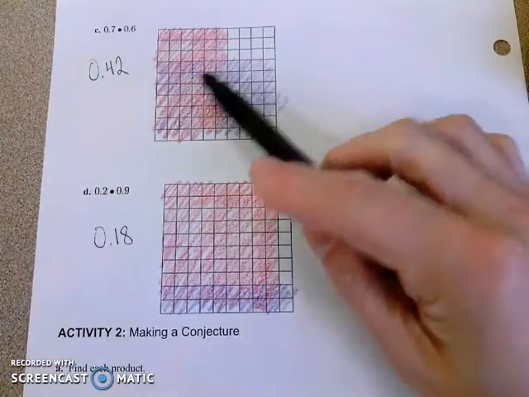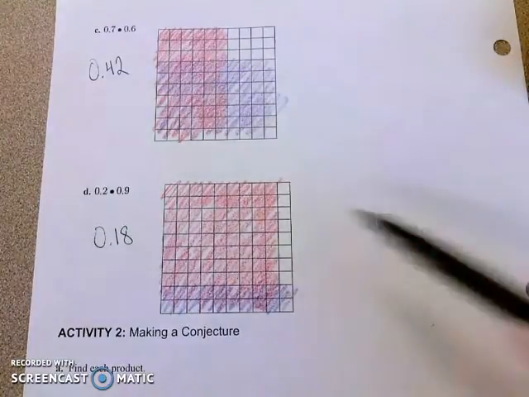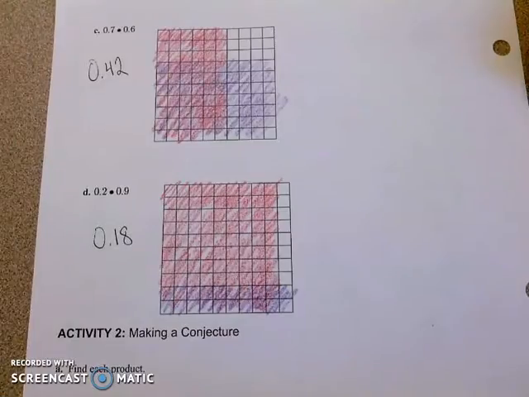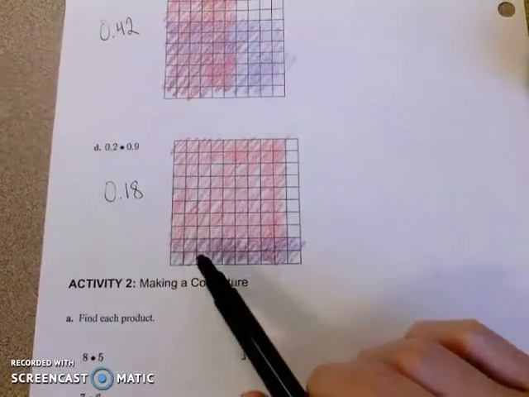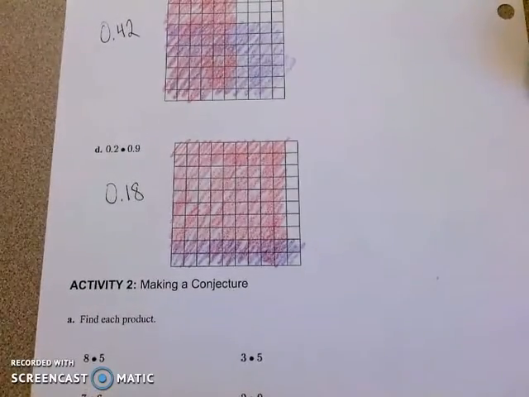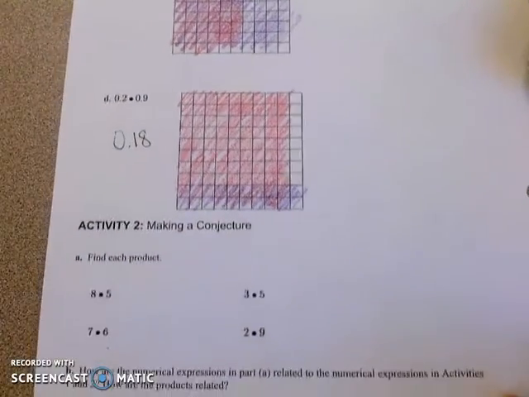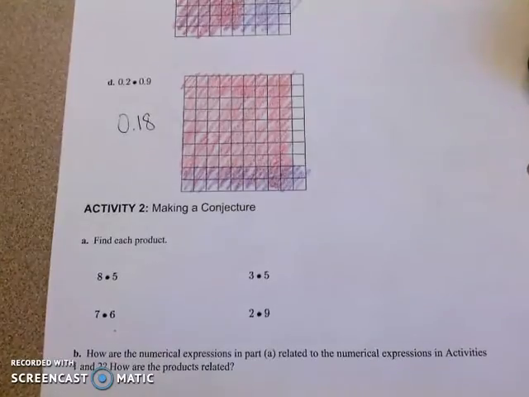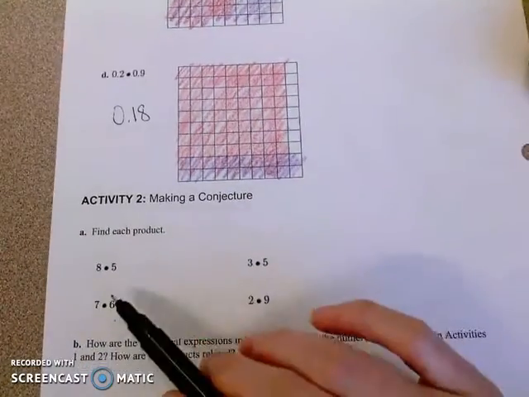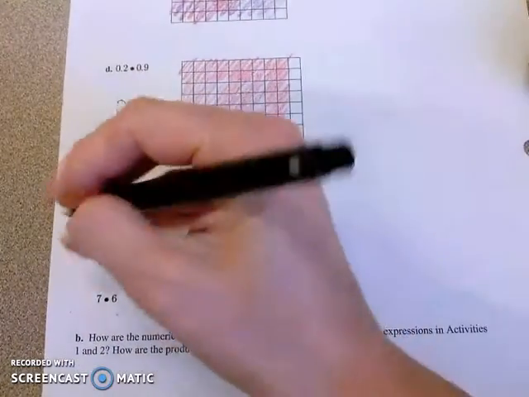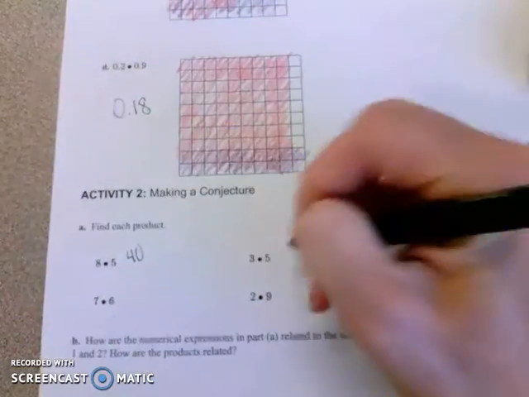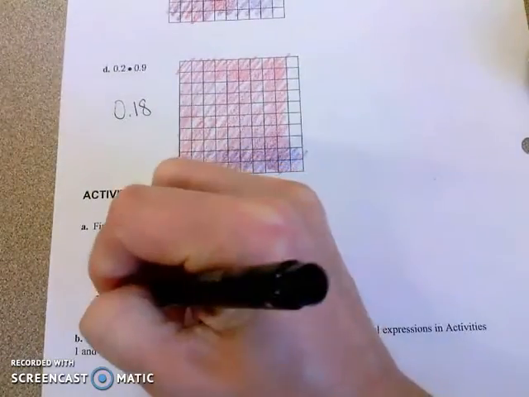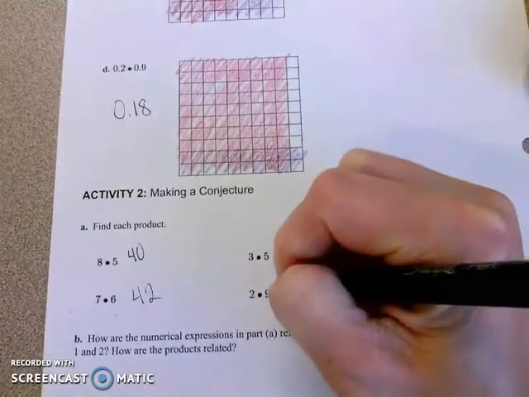On letter C, I should have 42 squares that are shaded with both colors, so that means my product is 42 hundredths. Down here, I have 18 squares shaded with both colors, so my product is 18 hundredths. So if we make a conjecture or a conclusion or assumption of some sort, if we look down here, well, we know 8 times 5 is 40, 3 times 5 is 15, 7 times 6 is 42, 2 times 9 is 18.